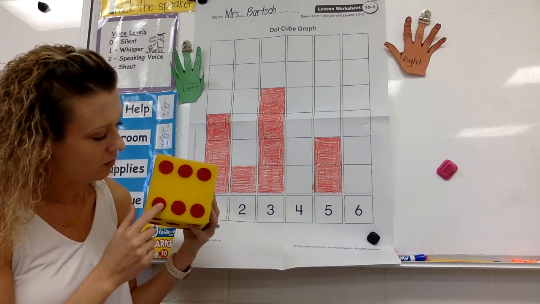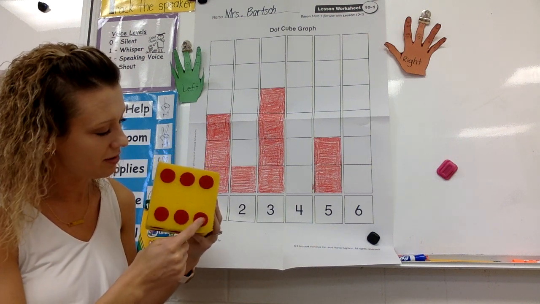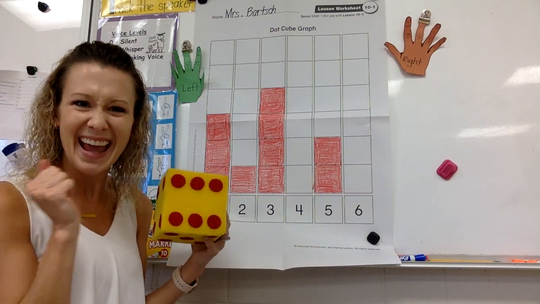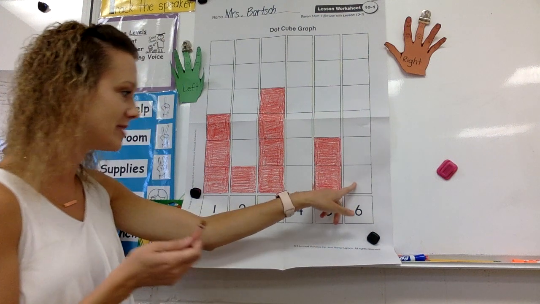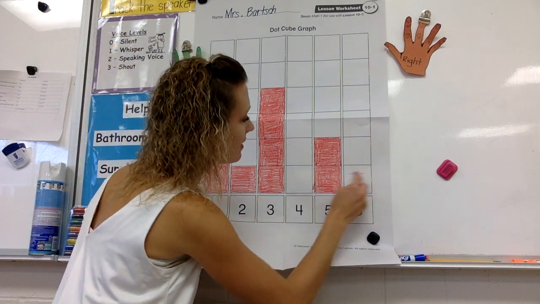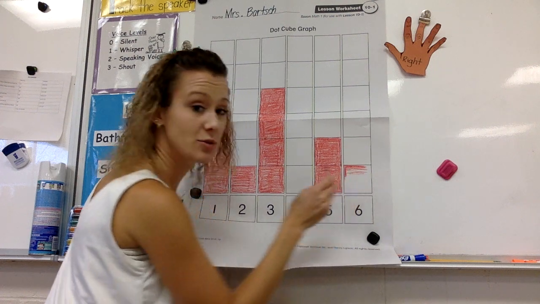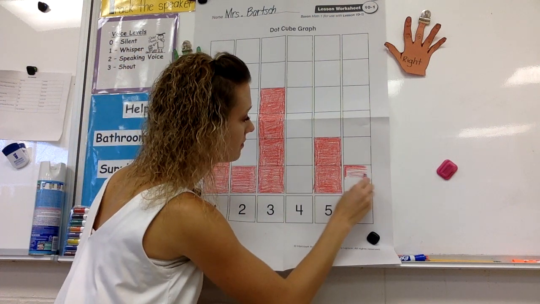Ready, set, go. 1, 2, 3, 4, 5, 6. Yay, 6 finally got one. I'm always happy when the numbers get one. All right. Color 1 square by number 6 because we only rolled a 6 one time.